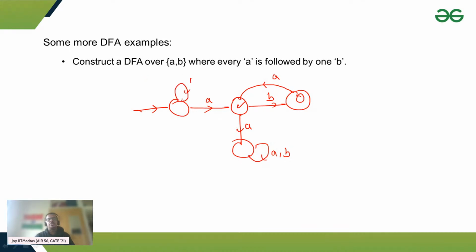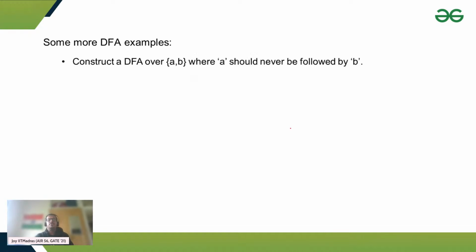So here the number of Bs can be anything. We only need to consider that after every A, there should not be another A. This substring should not be there in our accepted string. If we take all the other conditions, then this will be our overall DFA. So yeah, we are done with the construction. Let's move forward with the next example.